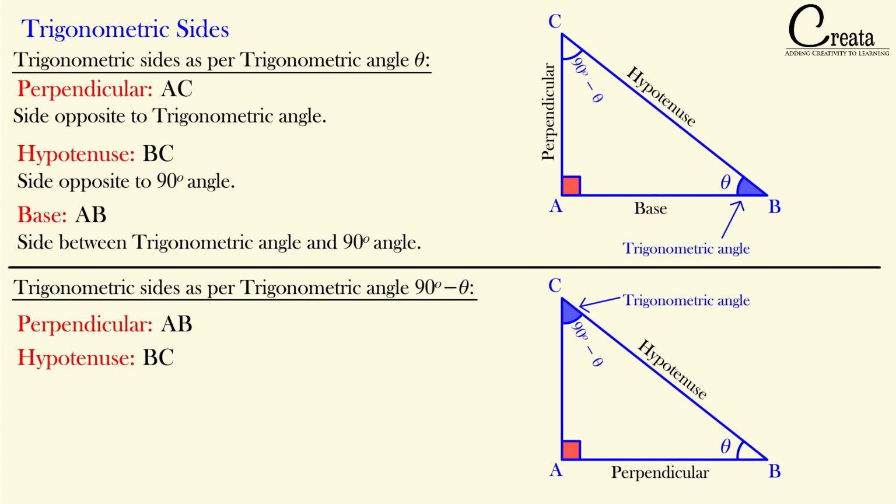Got it? Let's see what is base. Base is the side between the trigonometric angle and 90 degree angle. So here AC will be the base. Here angle C is the trigonometric angle and angle A is the 90 degree angle.